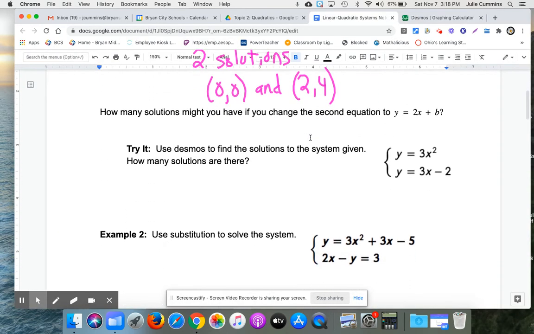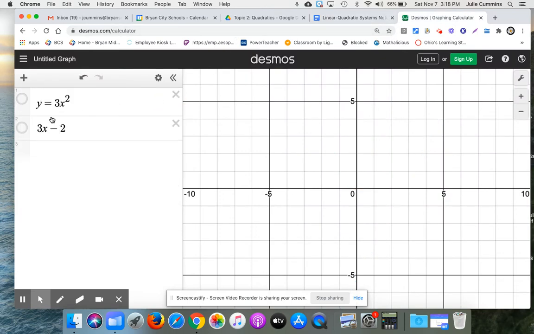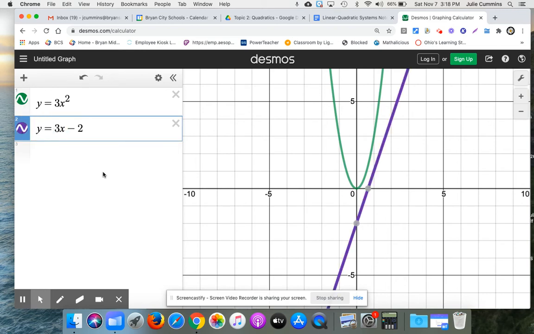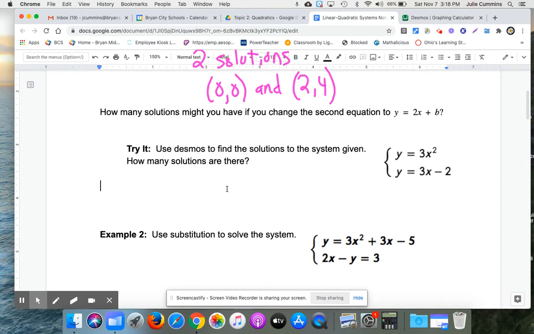Now we're going to take a look at Desmos and find the solutions to this system. We have y equals 3x squared and y equals 3x minus 2. Again, we have a parabola and a line. Come over to Desmos and get rid of these, we don't need those anymore. Here is 3x squared, and here is the line. Notice these don't intersect at all. They're not going to intersect anywhere, even if you zoom out. So for this, we'll say that there are no solutions.